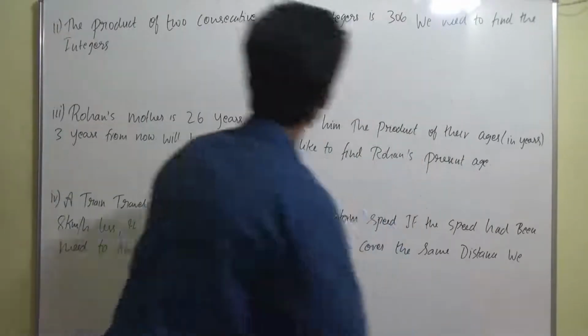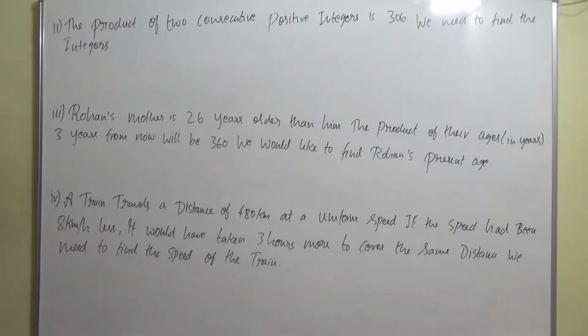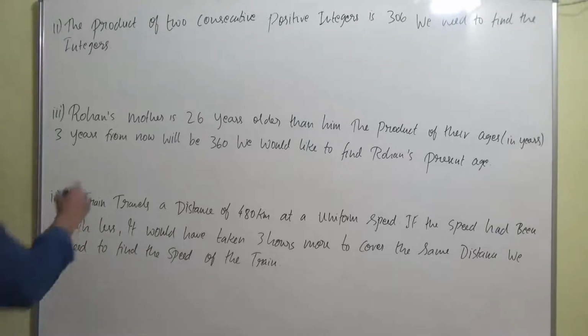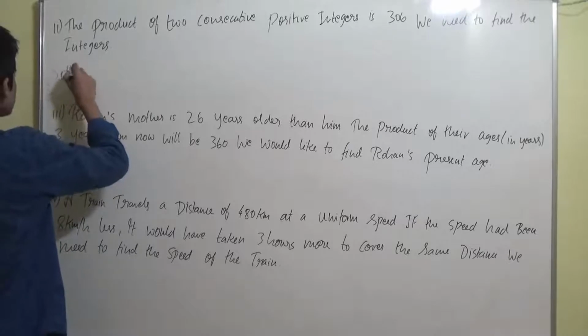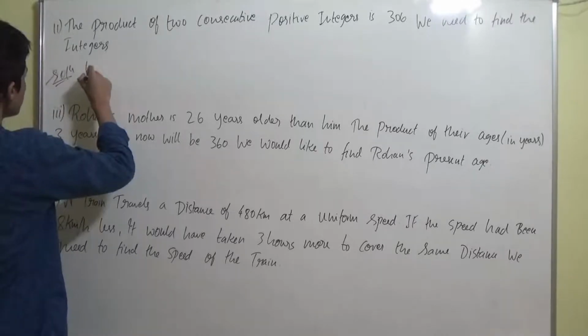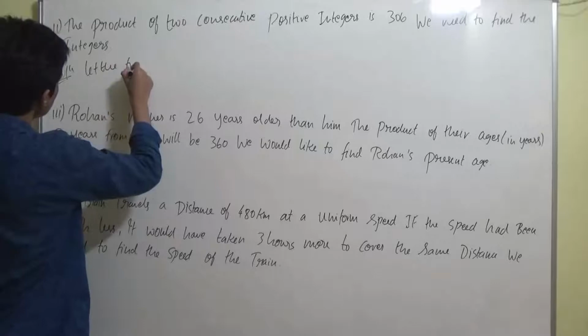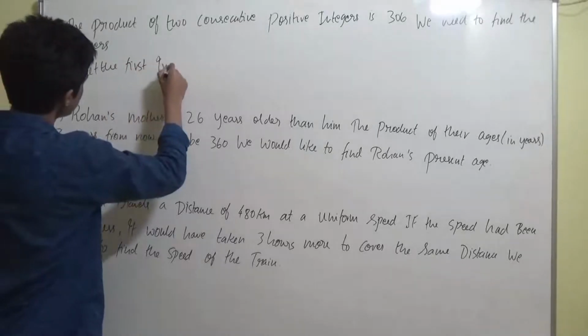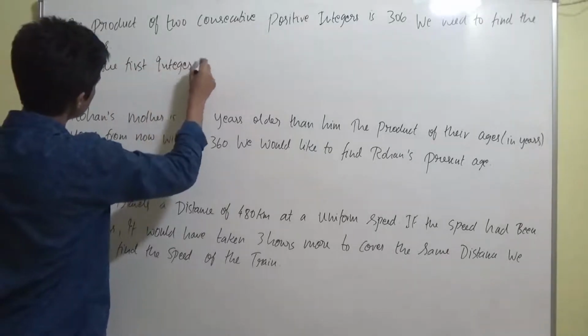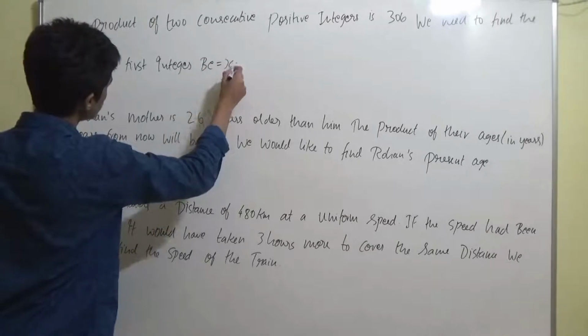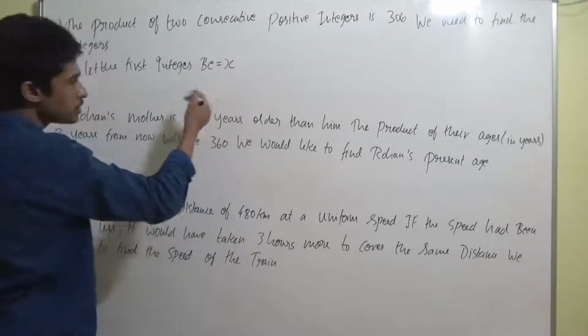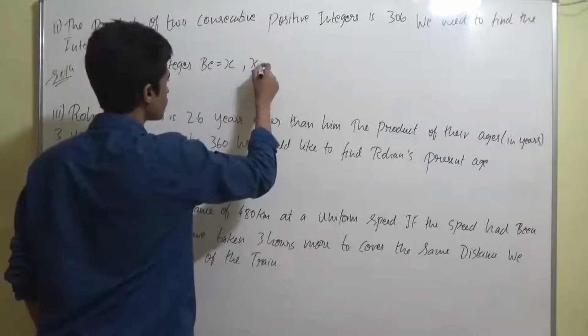Okay, guys, so the second sub question says the product of two consecutive positive integers is 306. We need to find the integers. We have to just represent it, guys. There's no need to find it, as I said. So consecutive integers means, let the first integer be equal to x. So consecutive means it's going to be x and x plus 1.